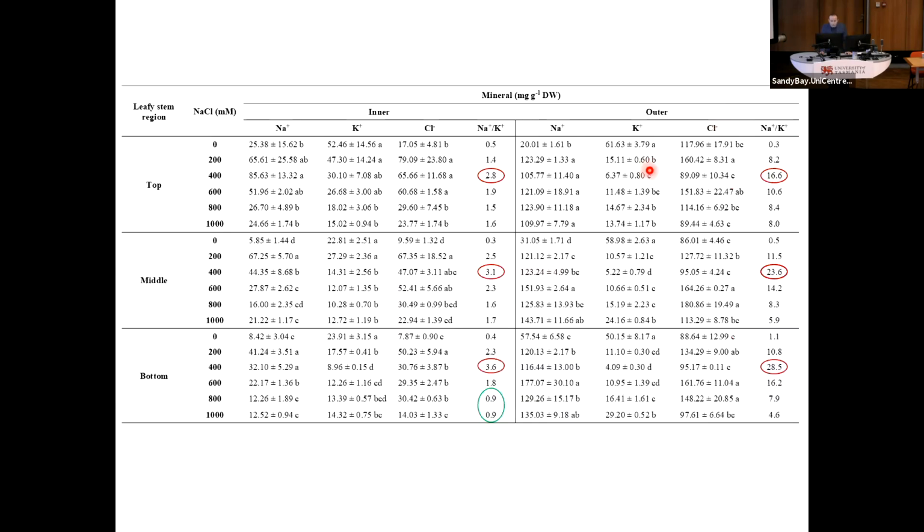Then we measured the outer and inner concentrations of minerals, sodium, potassium, and chloride, in outer senescent tissues and inner non-senescent tissues. And we found very interesting results here. We found that sodium and chloride accumulated largely in outer or senescent tissues, and they have lower concentration in the inner tissues. You can see here, this was reflected in the sodium-potassium ratio. Here, 16 compared to 2.8.